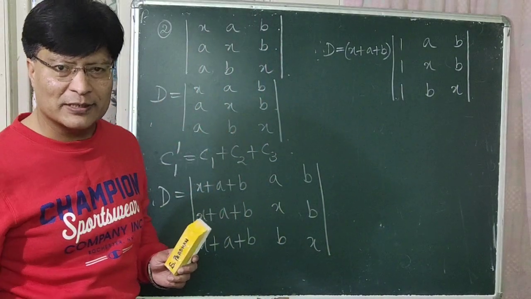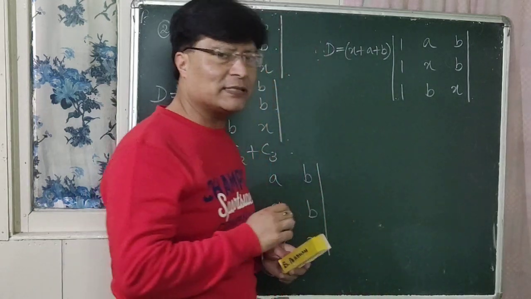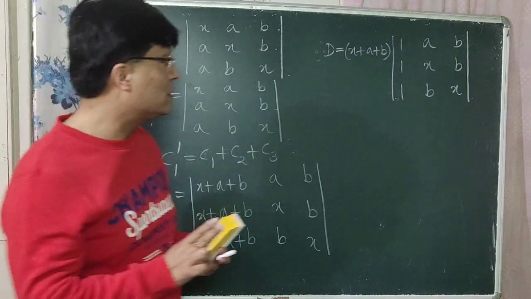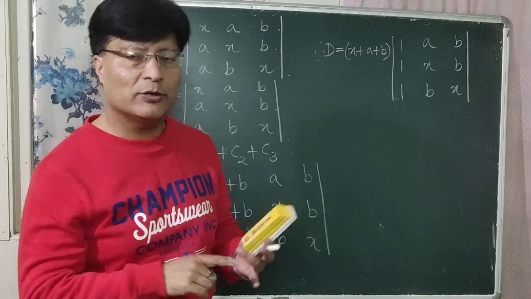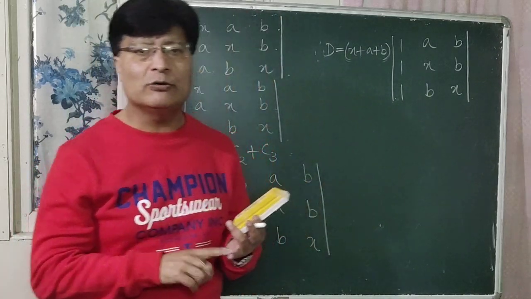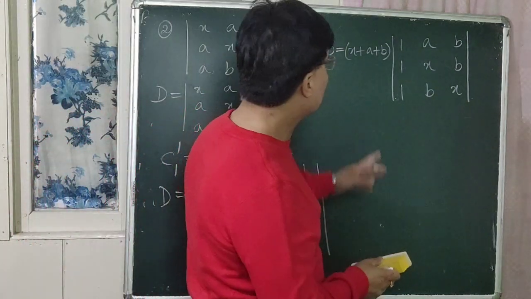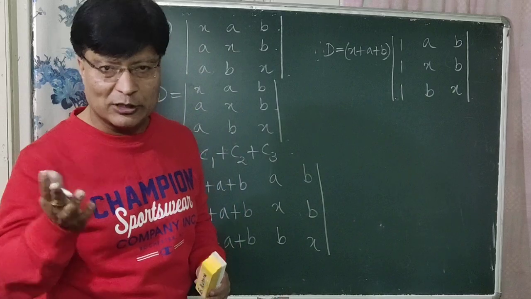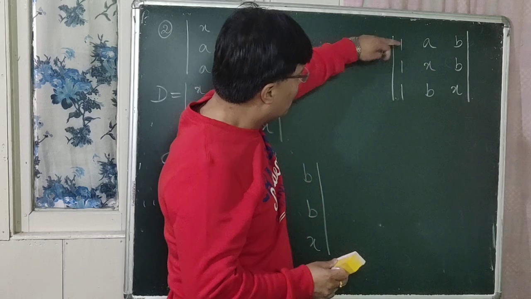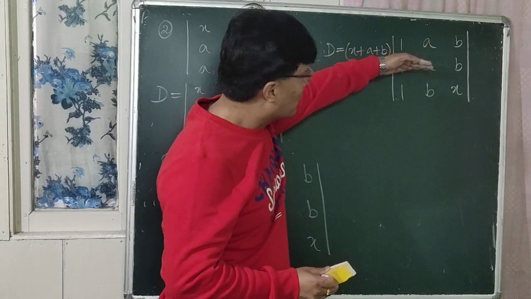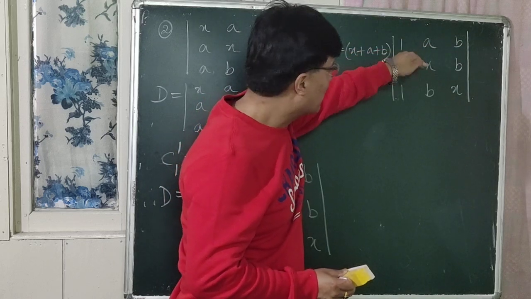Right? So now, what is the new first column here? 1, 1, 1. What is the second column? A, X, B. What is the third column? B, B, X. So this is the simplified form of the determinant. Now here we see that all the elements in the first column are the same, that is 1, 1, 1. So you can make any two of these ones 0, isn't it?